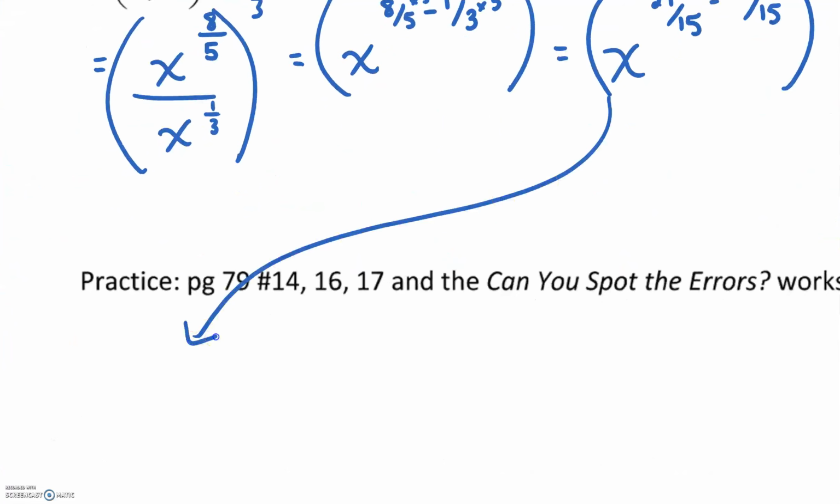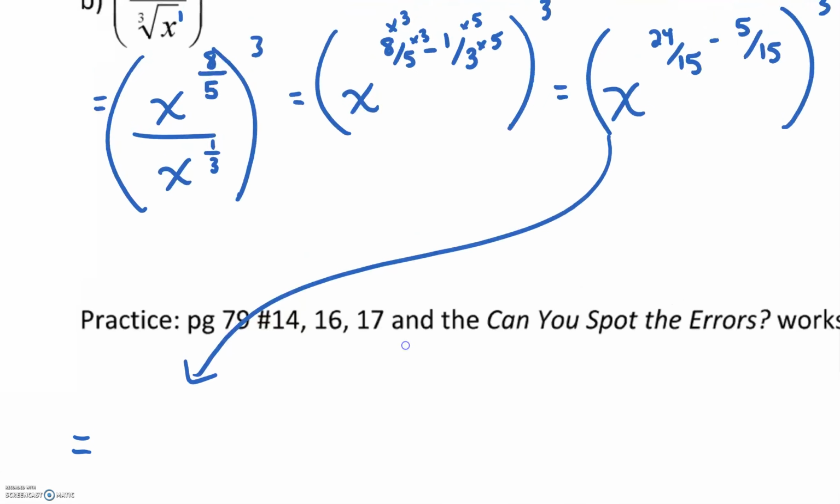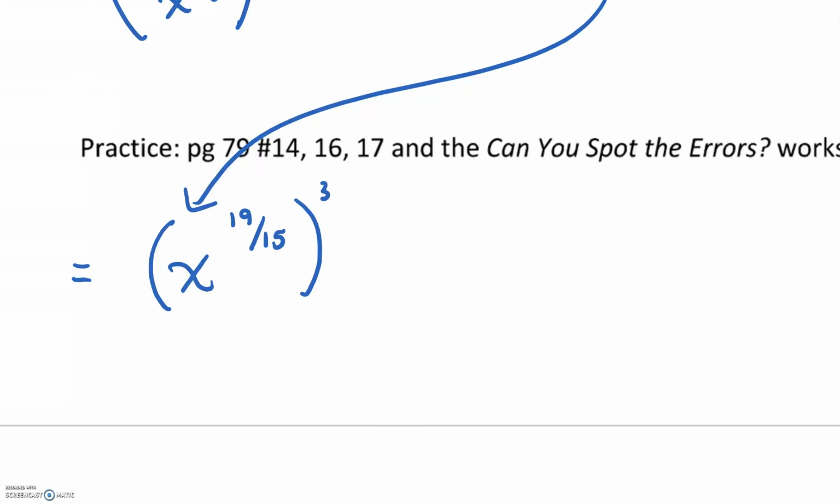I'm going to have to move down here. I just ran out of room. 24 minus 5, you just have to find out what that gives you. And of course, it gives you 19 over 15. All that again to the power of 3. Now, there's nothing else you can do inside the bracket at this point. So at this point, you're going to do your power of a power. Remember that you don't add the exponents. Power of a power means that you multiply. You only add the exponents when you have a multiplication law. So we're going to multiply the exponents.